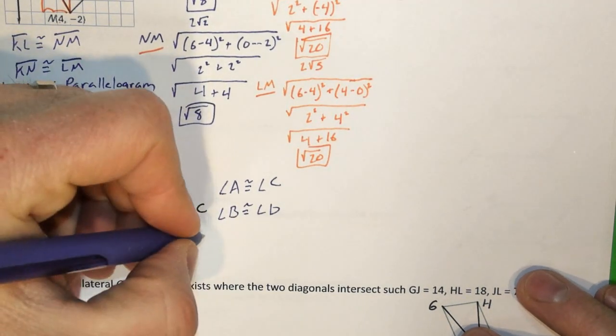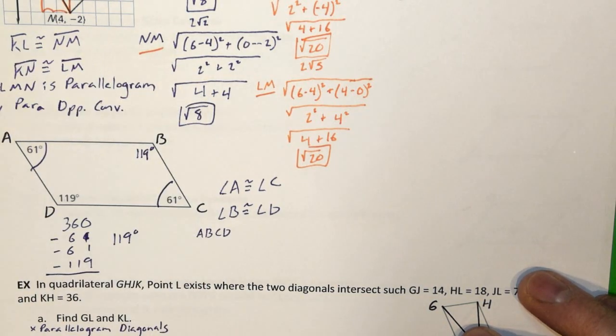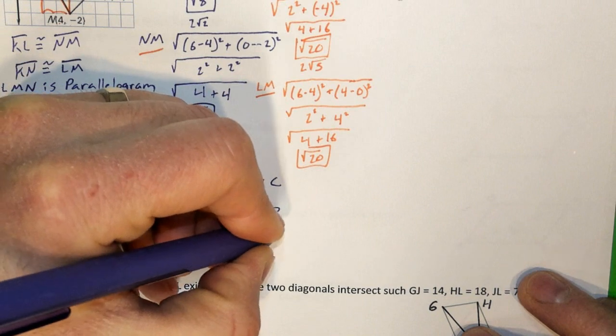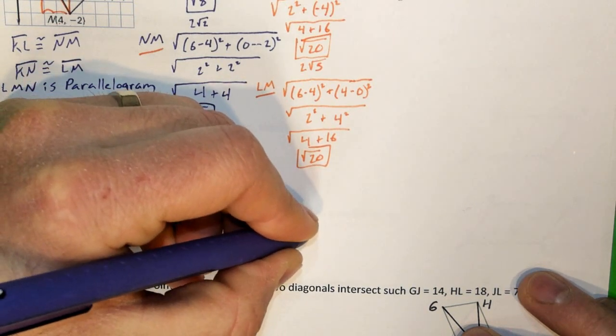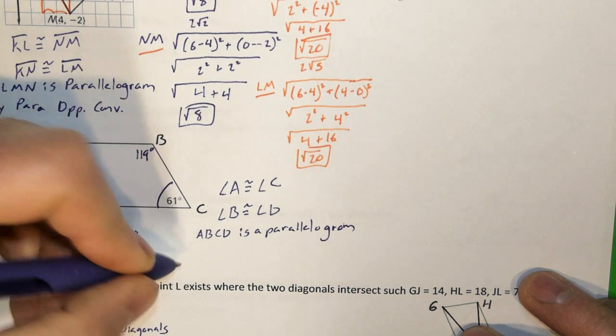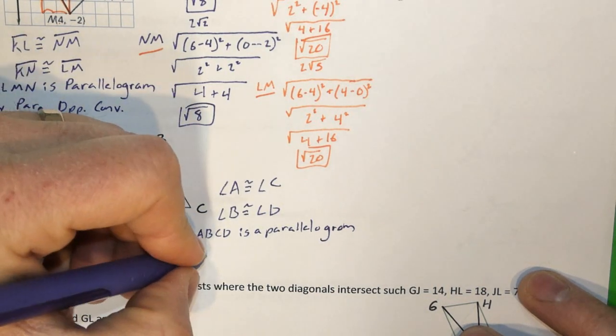So I'm going to call this one ABCD. ABCD is a parallelogram. And it is a parallelogram by, and the theorem that we're using this time is parallelogram opposite angles converse.